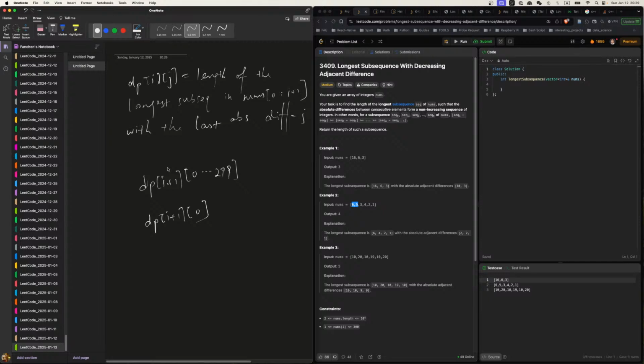Because we don't know what is included in the subsequence, right? I mean, we can know the last difference. Because it's non-increasing, based on the last difference, if the last difference is 0, then I have to be 0 as well. But I don't know what the last one is. How are we going to do that?